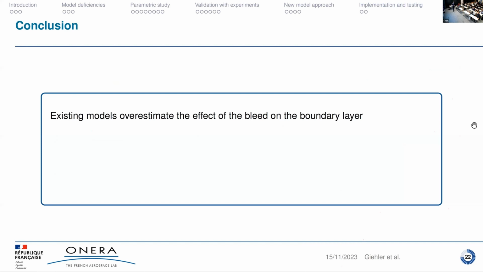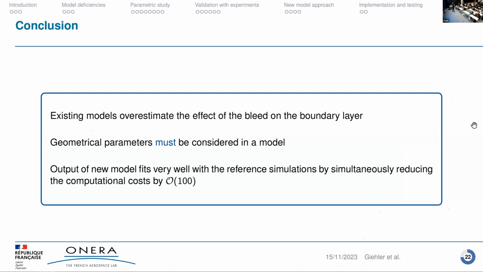And just to conclude, what have I shown? That existing models overestimate the effect of the bleed on the boundary layer, which is not very good if we want to investigate shock boundary layer interactions, because we have a very full profile. Of course, the shock boundary layer interaction looks not the same. We can say that geometrical parameters must be included and considered in new model approaches. And we have now a new model, which fits very well.